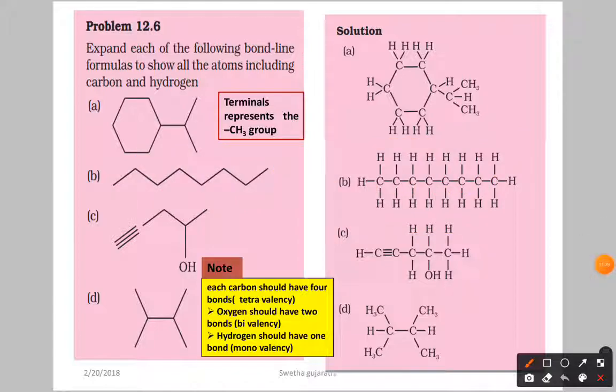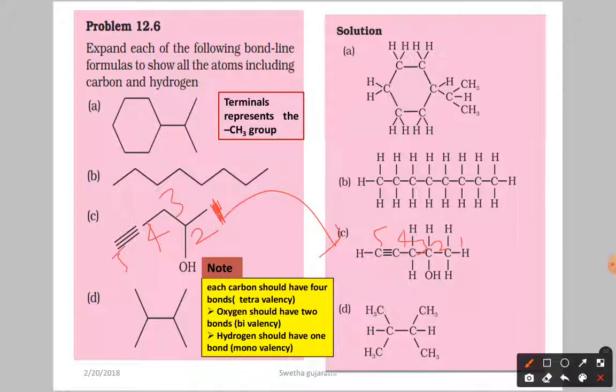Next, see here, this is the first carbon. Sorry, this is the first, not this one. Why am I giving the numbering from this side? Because we have a rule: the functional group has to get the lower number. So I am giving the number from this side. This is the first carbon, second, third, fourth, fifth. So you have to write the complete structure.